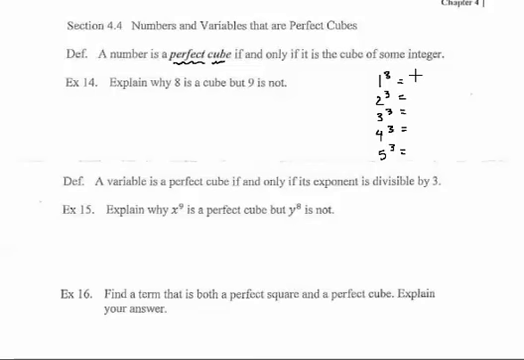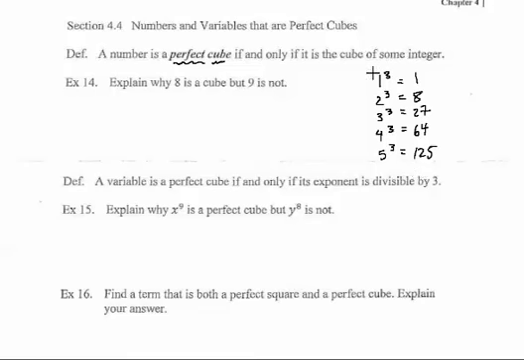1 cubed is a 1. So 1 is a perfect cube. 2 cubed is an 8. 3 cubed is a 27. 4 cubed is a 64. 5 cubed is a 125. And I would recommend that maybe you go a little bit further out past 5 and just get familiar with some of these perfect cubes.